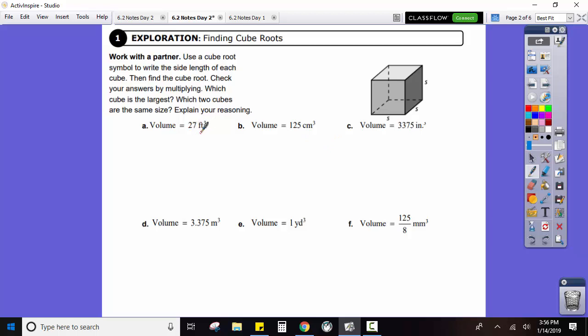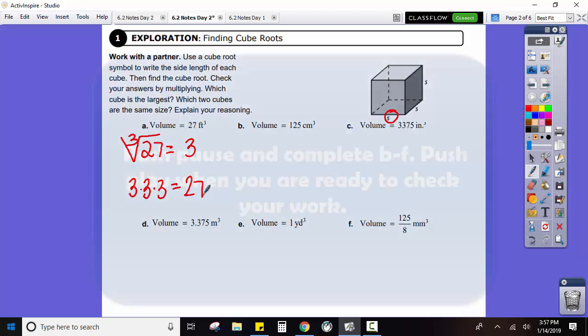That is feet cubed. What you're looking for is the side length. So if you think of what times itself times itself is 27, or the cube root of 27. I'll do the first one with you, and then I'll let you work on the rest of them. So the cube root of 27 is 3, and to check your answer by multiplying, 3 times 3 times 3, 3 times 3 is 9, times 3 is 27. So go ahead and do B through F, push pause, work on B through F, and then push play when you're ready to check your answers.